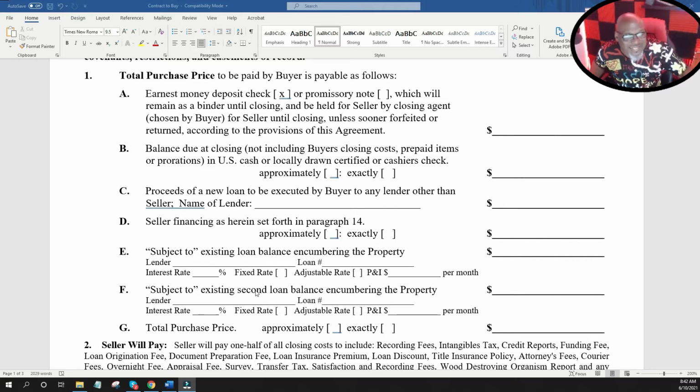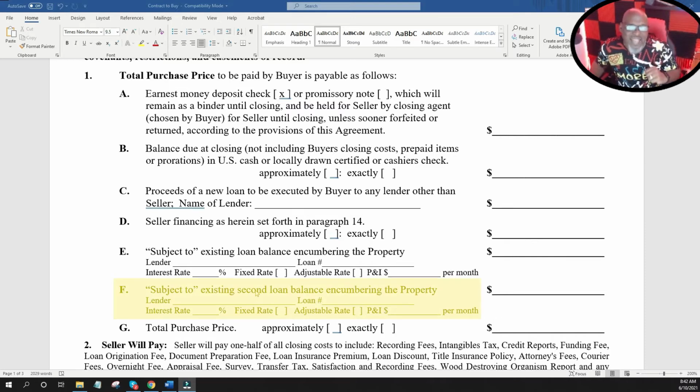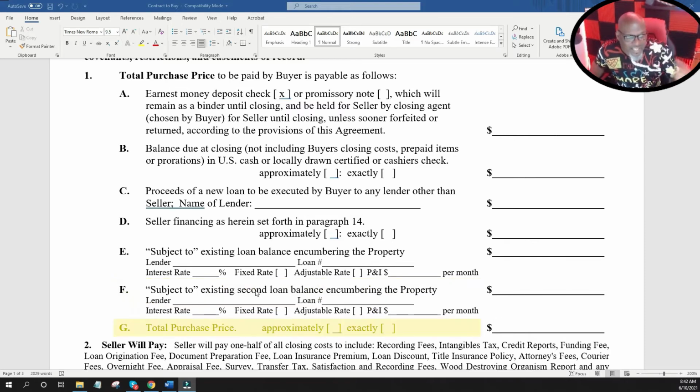Now, if there's a second loan on the property that needs to be covered subject to, then you'll also do Section F. And Section G is the total price that you are going to buy the property for. So if you're buying it for $100,000, then the total price would be $100,000. So that's all that's covered in this part 1 of the contract.